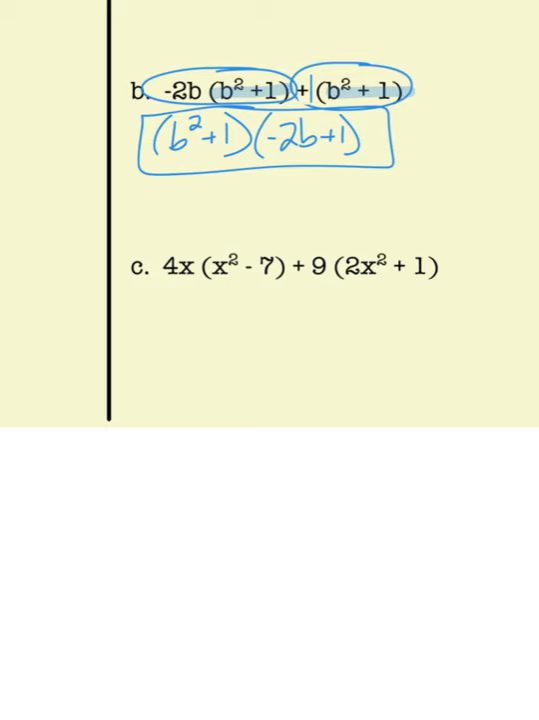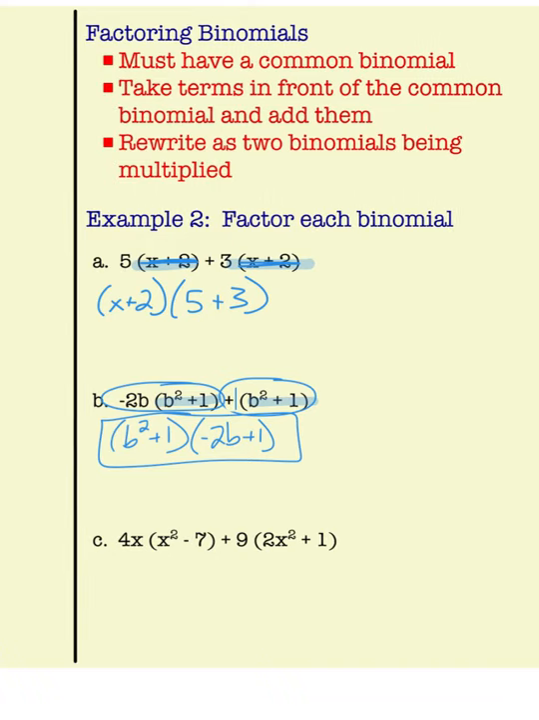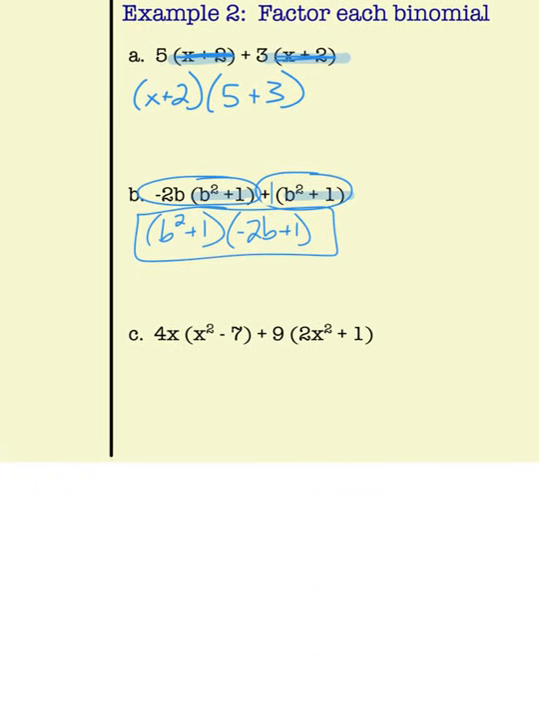Okay, so I want you guys to pause for a second and think, can we factor example C? Let's look back at our directions here. It says they must have a common binomial. Example C does not have a common binomial. So we're just going to say we can't factor that. No common binomial, nothing to take out, can't factor.